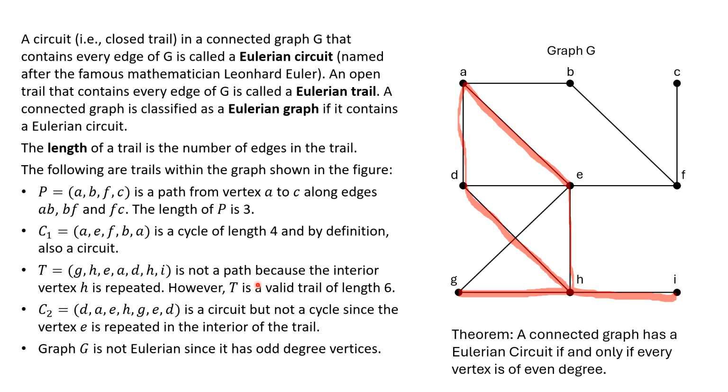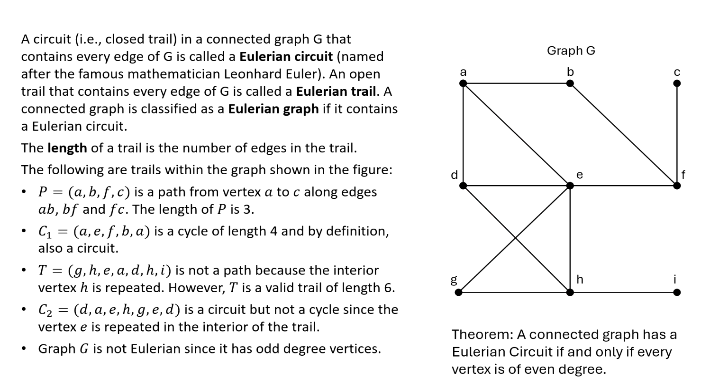So this is not a path because we have the repeated vertex edge. When we went around here in the loop, we repeated this here. So we have a trail, but we don't have a path in this case. And the length is 6. It's just counting the number of edges. Okay, let's go to the next one.